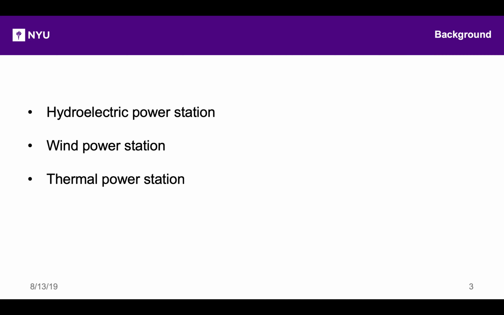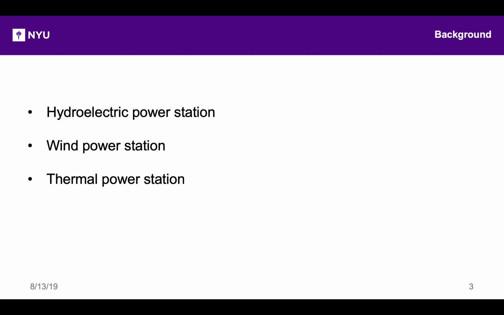First is the background of nuclear power plants. Electricity is an indispensable source of energy for human beings. Power station generation converts all sorts of energy into electricity. There are three main types of power stations all over the world. First is the hydroelectricity power station.